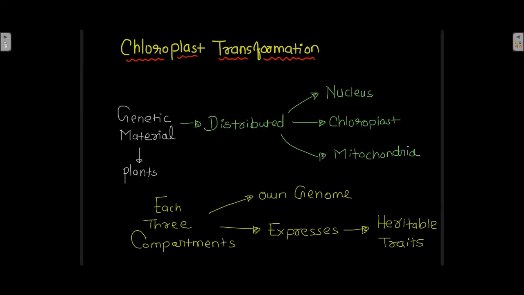Welcome. In this video we are going to discuss chloroplast transformation. Now in case of plants, the genetic material is distributed in the nucleus, chloroplast and mitochondria. Each of these three compartments has its own genome and expresses heritable traits.